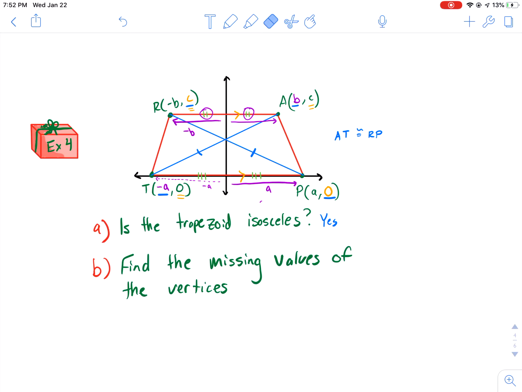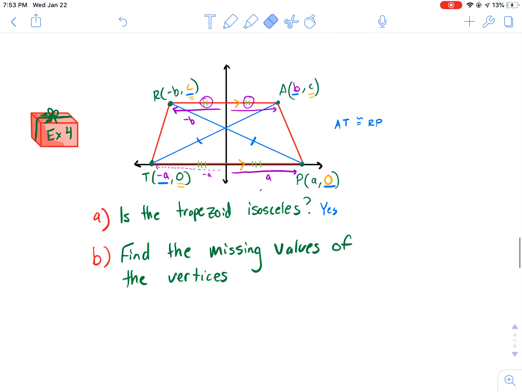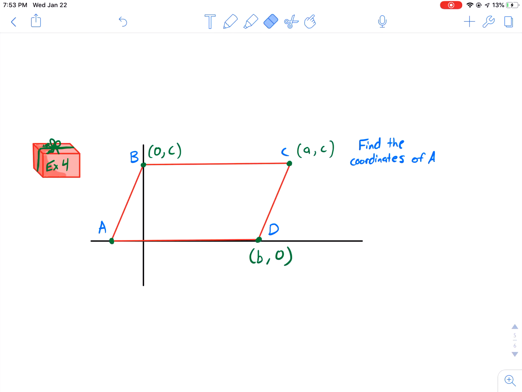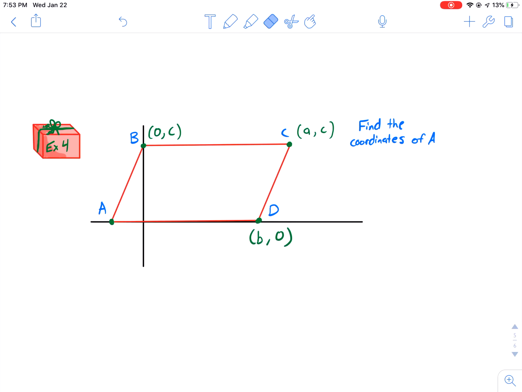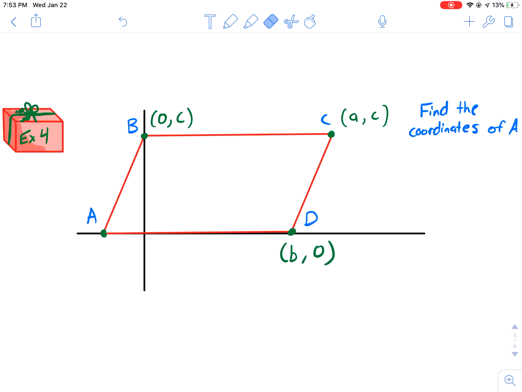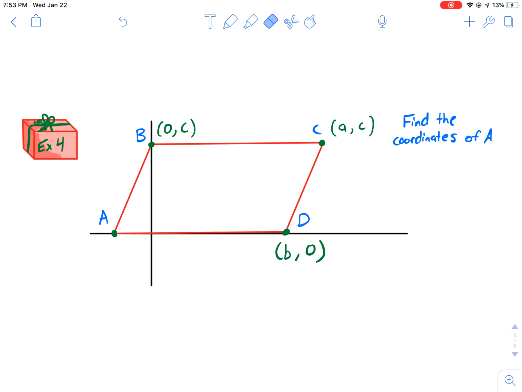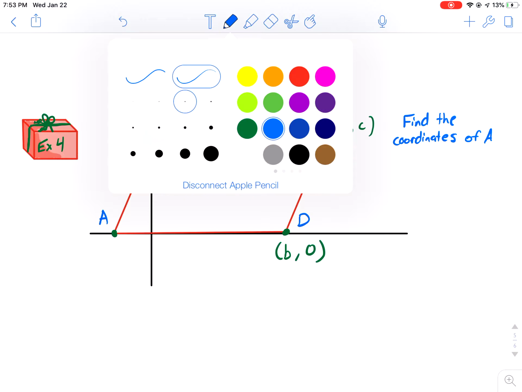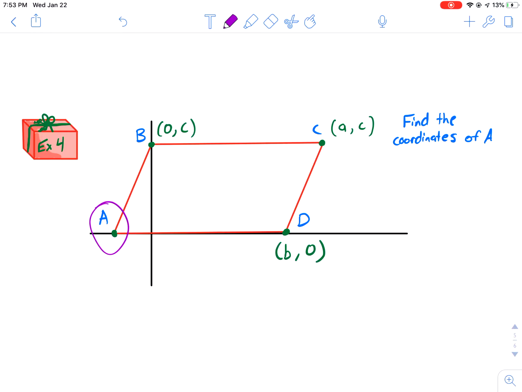Moving on to the other example 4, we're going to scroll down here. We have a parallelogram, and it's labeled A, B, C, D. So with this particular parallelogram, we're given some information. A lot of the information we need is, well, we're looking at trying to find the coordinates of point A here. So we need to know really this horizontal distance, okay?